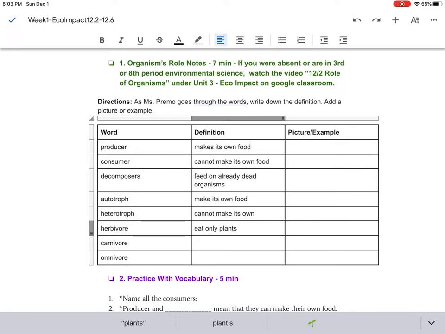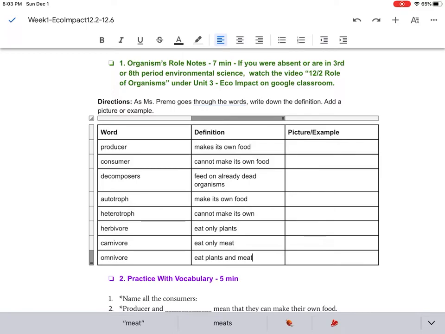All right, herbivores eat only plants. You can remember it by herb. Herbs are plants. Carnivores eat only meat. Think lion. And omnivores eat plants and meat. So most humans are omnivores unless you've chosen to be a vegetarian, in which case now you're an herbivore.